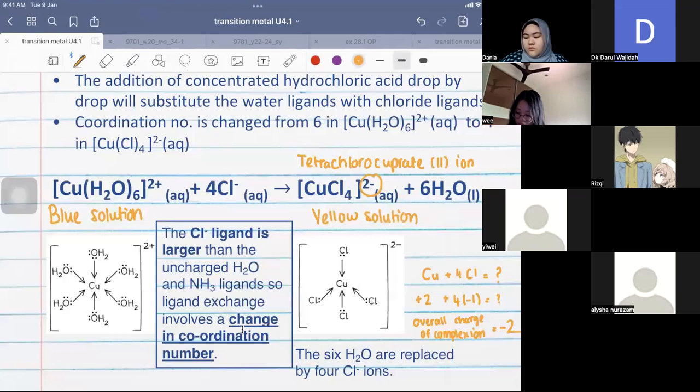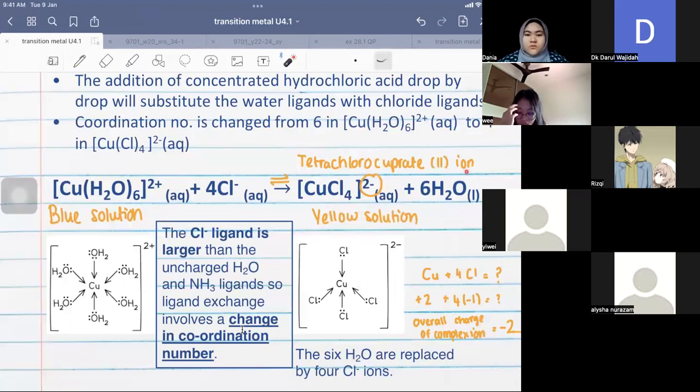This reaction or equation is actually a reversible reaction. You can add that in. Why do I mention that it's a reversible reaction? As I mentioned just now, the formation depends on which one is more stable. If you start from copper 2+ and you end with the tetrachlorocuprate ion, it must mean that this tetrachlorocuprate ion is a stable complex.